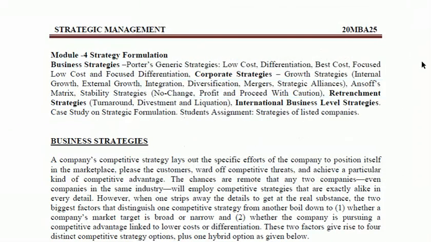Okay, and then there are international business level strategies. International business level strategies are those for companies that are in more than one country. So if there is an international company or a global company, what kind of strategies they can adopt is covered in this. Okay, so I'll begin with the first one, which is business strategies.